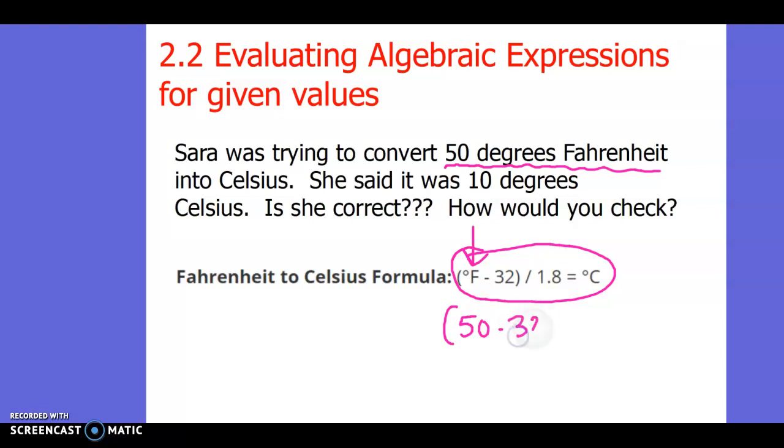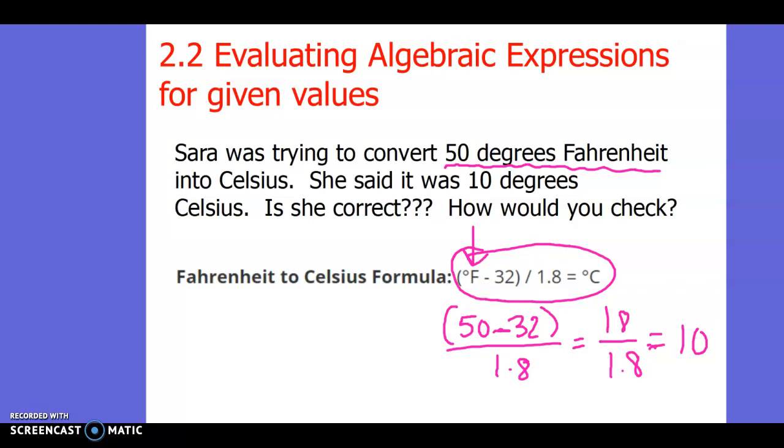And now I'm going to go ahead and recopy the rest of my formula. So it's 50 minus 32 and then divided by 1.8. So when I simplify, according to order of operations, I'm going to simplify the numerator. And 50 minus 32 is in parentheses, so I do that first, and that gives me 18. There's nothing left to do there. My denominator is as simplified as it can be. So I'm going to take 18 divided by 1.8, and that gives me 10.